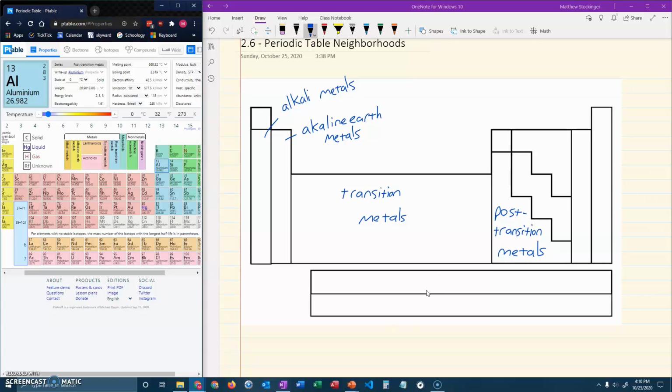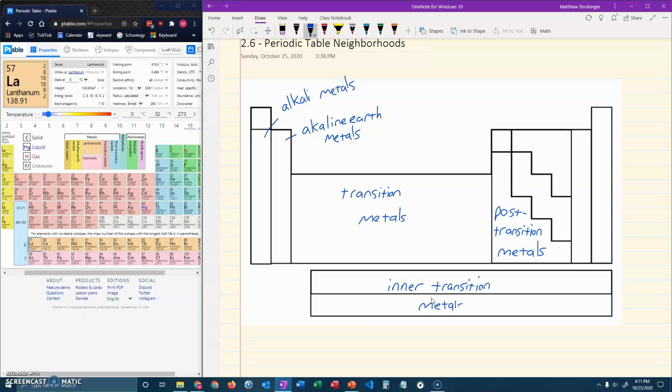Now down here, these two rows, ptable.com calls them the lanthanoids and actinoids. Lanthanoids because the first one in that row is lanthanum, and actinoids because the first element in that row is actinium. Many other textbooks just lump these two together, and that's what I'm going to do today, and they call them the inner transition metals.